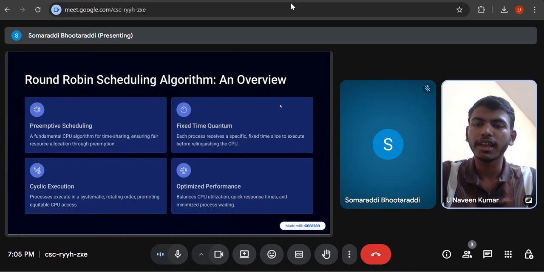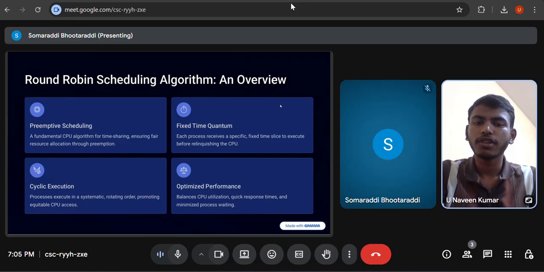And the third one is cyclic execution. It means round robin uses a circular queue, and the scheduler starts from the first process, goes to the next after it, and comes back to the start again. This ensures a systematic, predictable execution pattern.